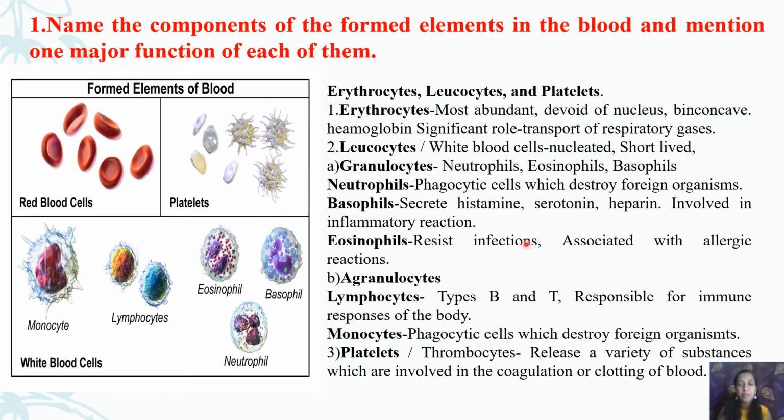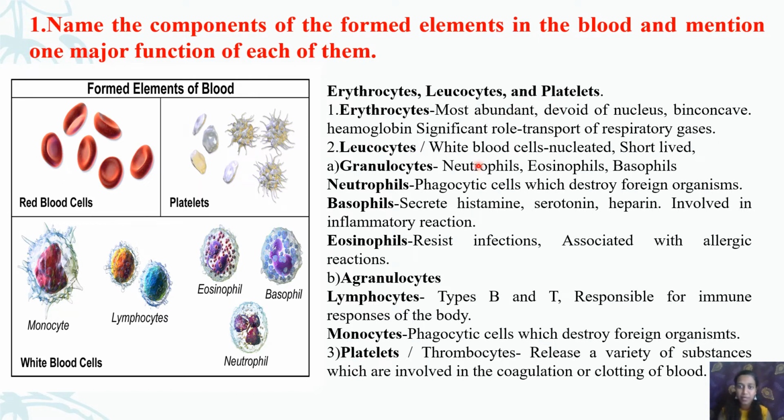So coming to the first question, name the components of the formed elements in the blood and mention one major function of each of them. Erythrocytes, leukocytes and platelets combine to form the formed elements in the blood. Erythrocytes are the most abundant in blood and devoid of nucleus. They are biconcave shaped and they contain hemoglobin, so they play a very significant role in transport of respiratory gases.